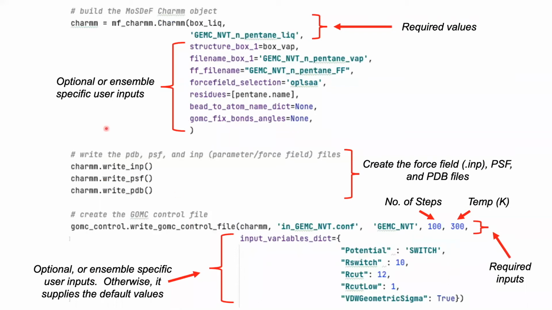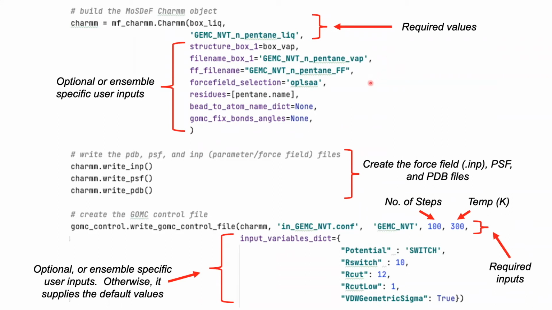And then we need to build the charm object. So to build the charm object, we select the liquid box here, which is the box 0. And this is required for all simulations because you need at least one box to generate the charm force field. And the second box is optional to use in the charm object, because for an NPT or NVT simulation, you only run a single box, but for Gibbs ensemble and grand canonical ensemble, you need 2. So this is optional. You can always put those as None if you're running an NVT or NPT simulation.